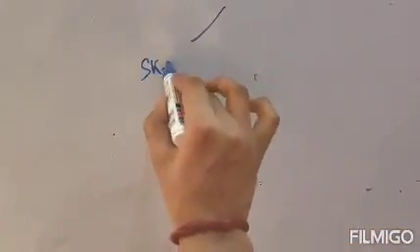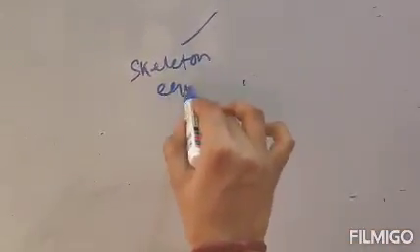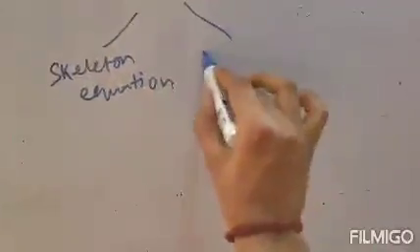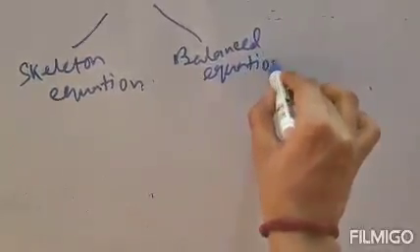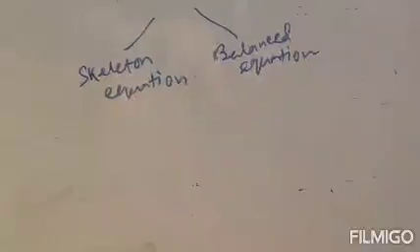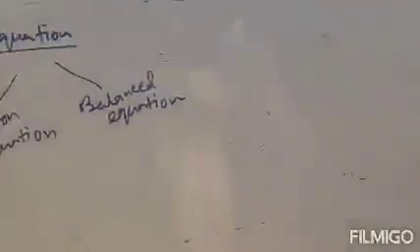One is your skeletal equation and one is your balanced equation. Now what is a skeleton equation and what is a balanced equation? A skeleton equation means that the number of atoms of each element on the two sides is not equal. That is, the atoms of the reactant molecules and the atoms of the product molecules will not be the same.